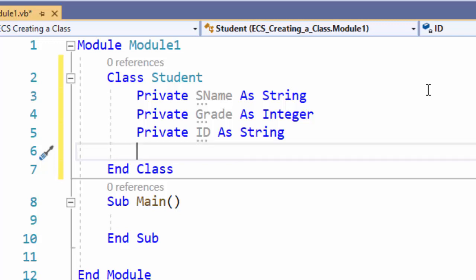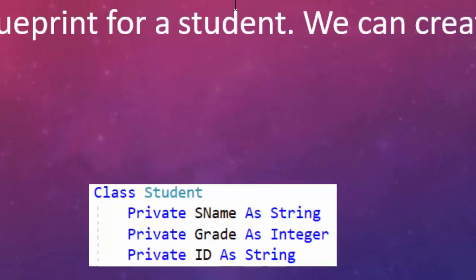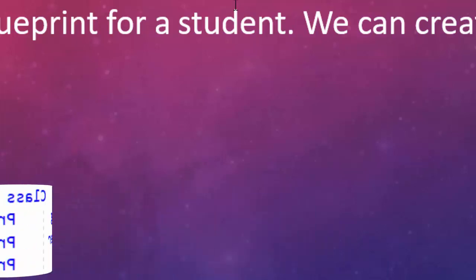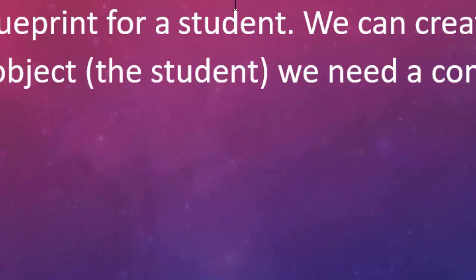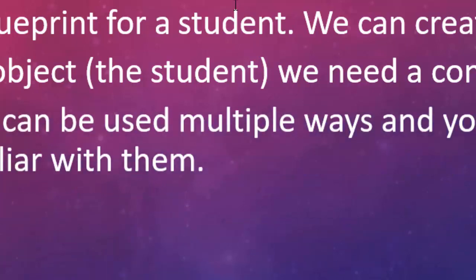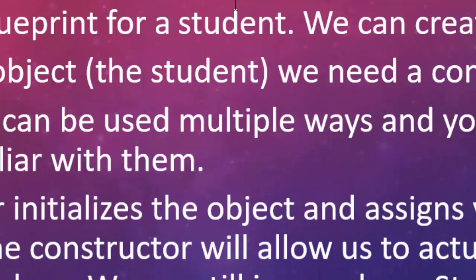So let's flip back over to our notes before we move on so we can understand the next set of code that we're about to do. Okay, so our constructor. So we have a blueprint for a student. We can create the object. We have our class, which is the blueprint, and it has attributes, the student name, the grade, and ID. So we have the blueprint, but we need a constructor to actually construct the object. Now, to build the object, we need the constructor, and constructors can be used multiple ways, and you must become familiar with how they can be used. Now, a constructor initializes the object and assigns values to the attributes. The constructor will allow us to actually create an object with the values.